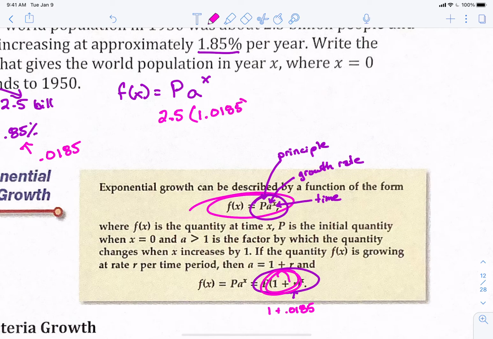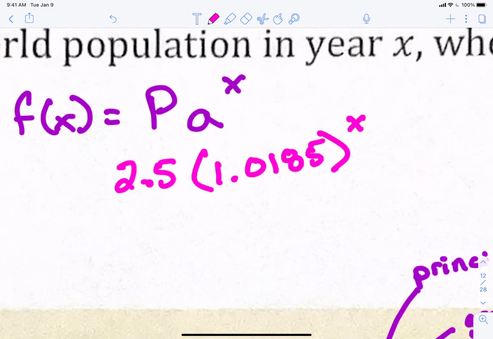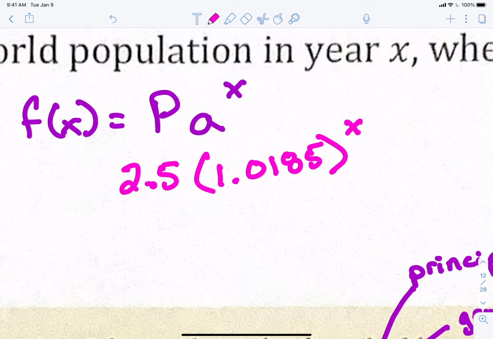1.0185. Do you know why we add that 1 in there? Because if we're growing, that means we're increasing. We're at 100% plus the 1.85% on top of that, and 100% is 1, so it's 1 plus 0.0185. If I just left this as 0.0185, what would happen to my population? It's going to shrink every time, because it's a number less than 1. If it's a number greater than 1, it's got to grow. So we have to add the 1 so it grows.